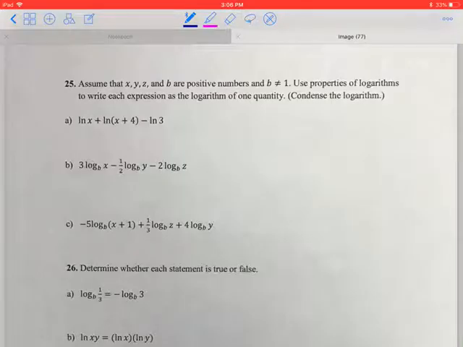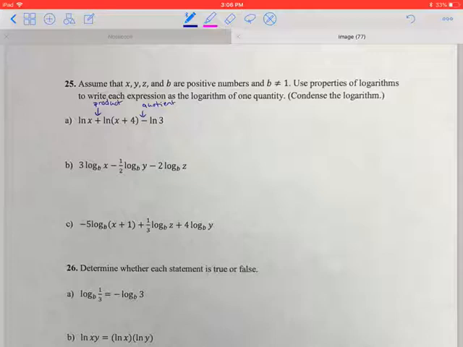All right, so if we look at the first one, I don't see any numbers in front of my natural log, so I don't have a power rule. So I'm going to do product and quotient rule. So when I see the plus, I know that when I condense, that's going to become a product. And when I see a minus, that's going to become a quotient.